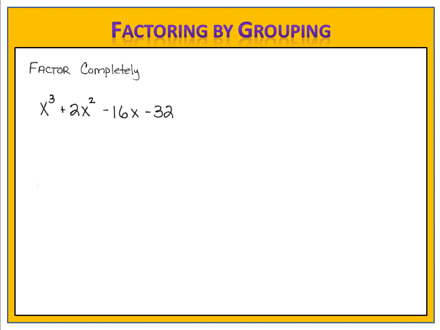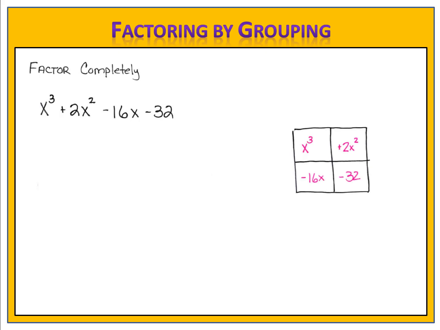Let's compare answers. We want to factor by using grouping, so we begin by drawing the grid, and we write the terms x to the third plus 2x squared minus 16x minus 32 inside the grid. Now we look at the top two terms across the top row, we find the greatest common factor. And now we use multiplication to fill in the rest of the spots. X to the second times something equals x to the third. X to the second times x equals x to the third.